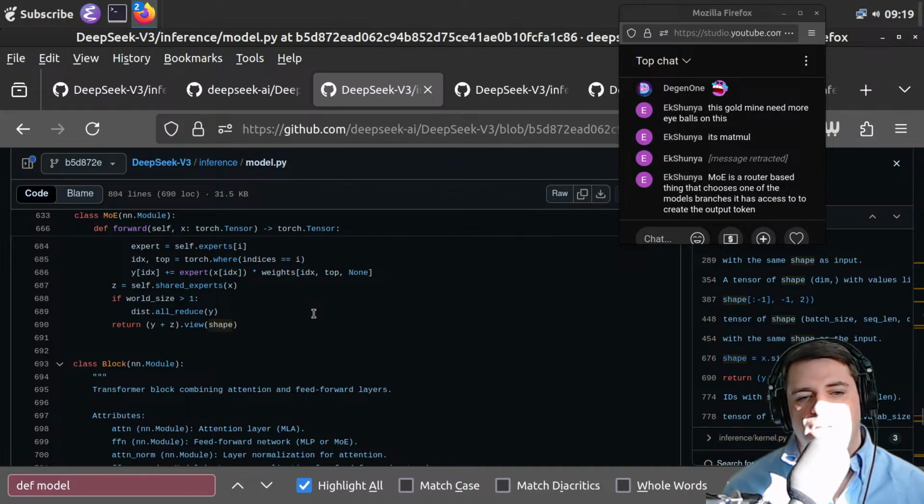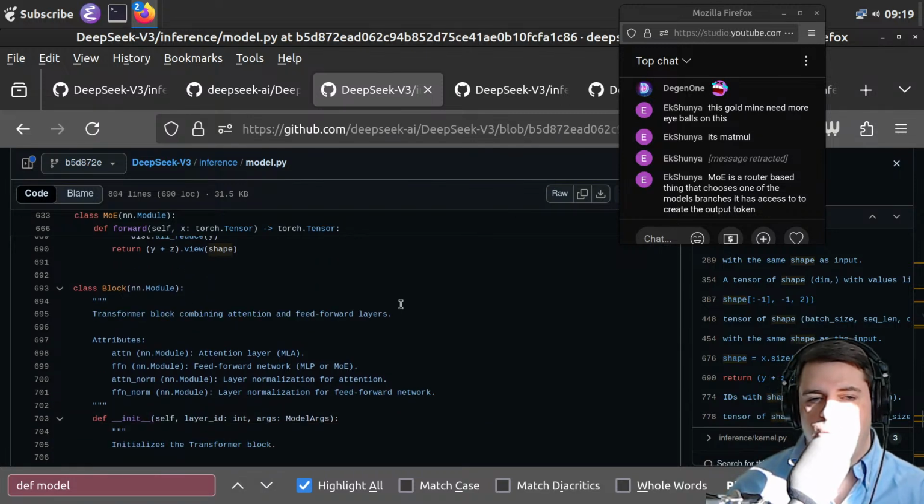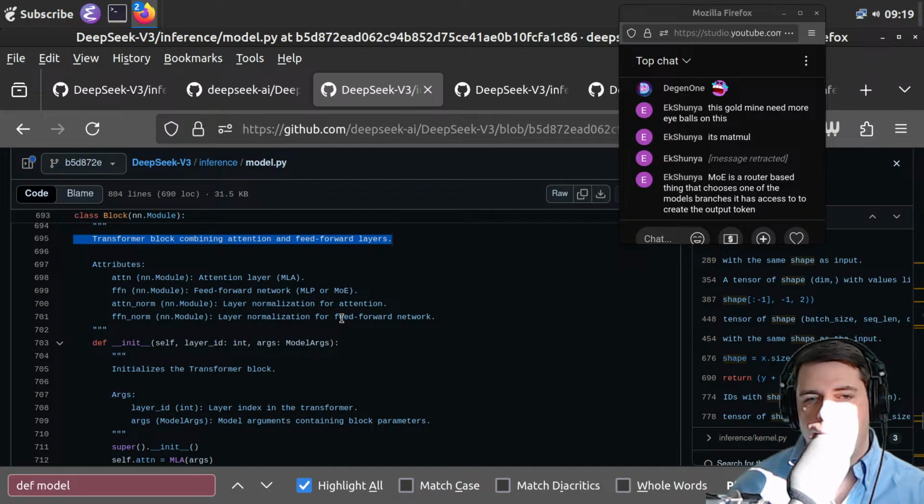Okay. Thanks, Deepseek. Okay, so mixture of experts is a really interesting block. This is a transformer block combining attention and feed forward layers.